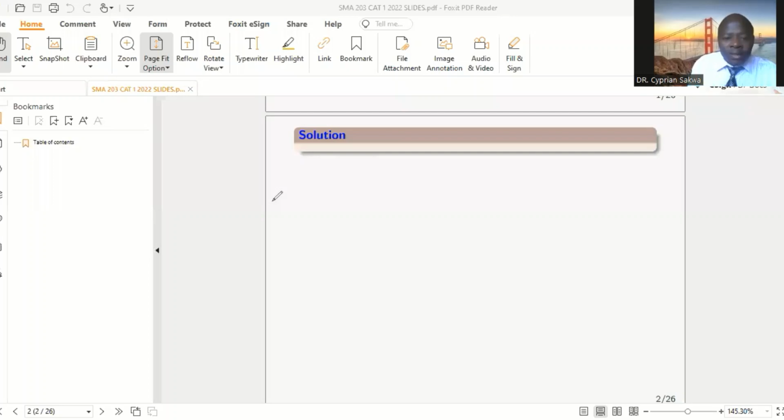Now, let me write the system here. It is x minus y plus 3z is 4. And then we have x plus 0y plus z is 2. And we have x plus y minus z is 0. So reduce this to echelon form.